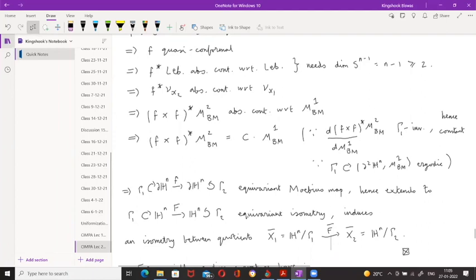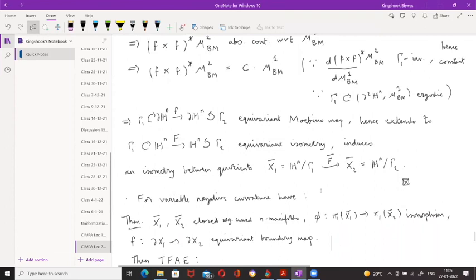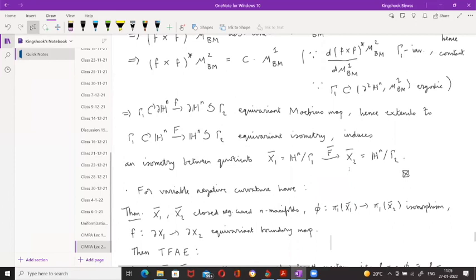And because it conjugates the gamma 1 action to the gamma 2 action, therefore it descends to an isometry between the quotients from x1 bar to x2 bar. Okay. And that means that x1 bar is isometric to x2 bar, which is what we wanted to show. Okay. So that's the proof of Mostow rigidity.